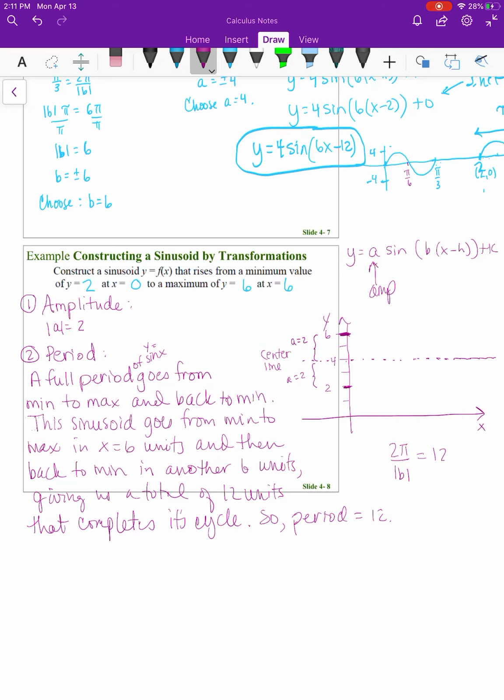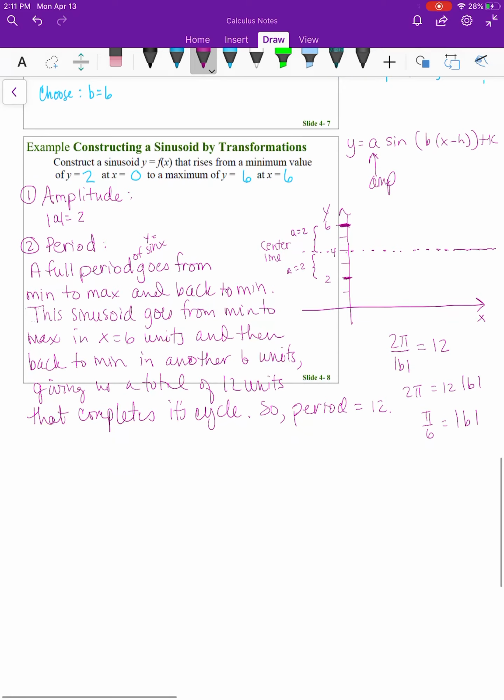So I've got our period of 12, and then remember, we need to find b. So we know that 2 pi divided by the absolute value of b is 12. So if I multiply by the absolute value of b on both sides and divide by 12 on both sides, my absolute value of b is pi over 6. So my period coefficient is pi over 6.